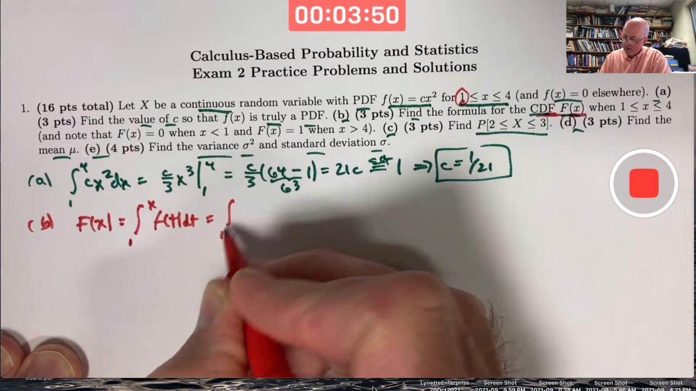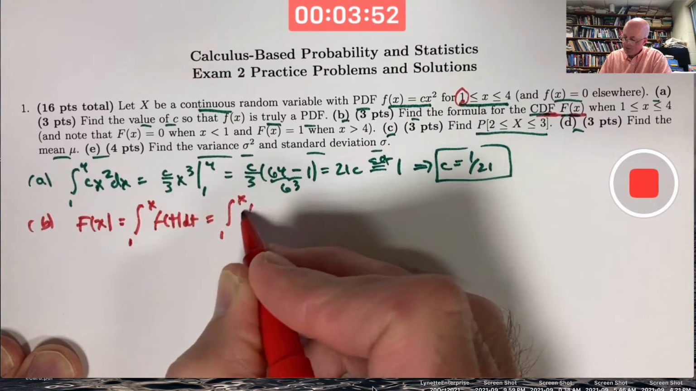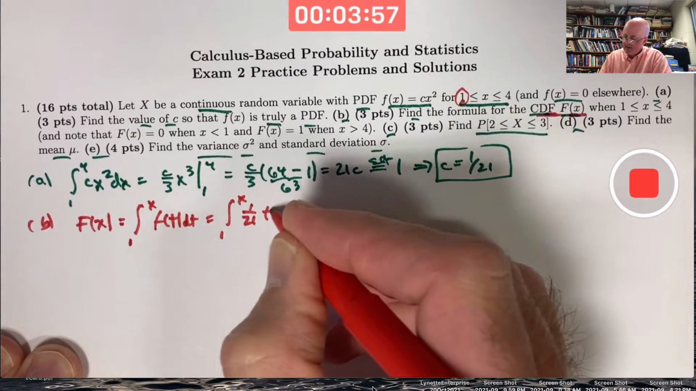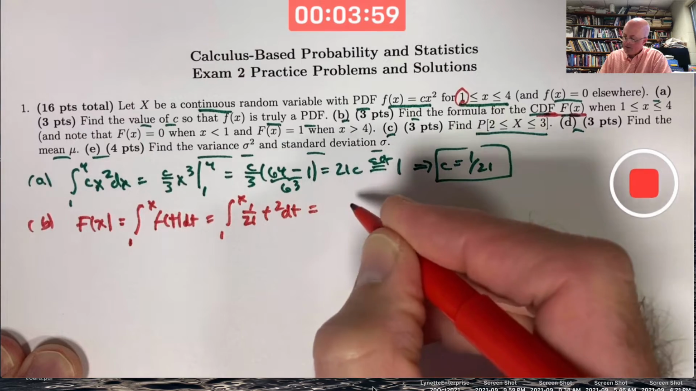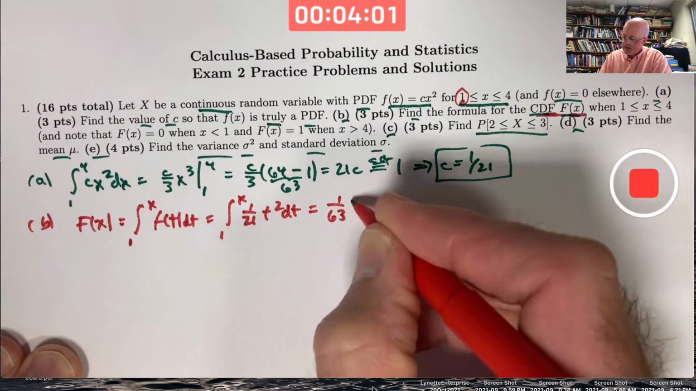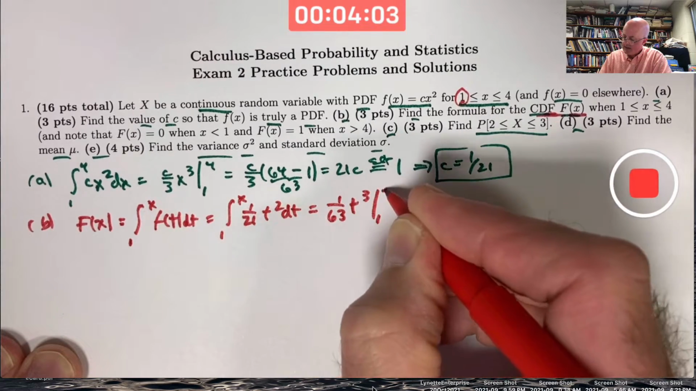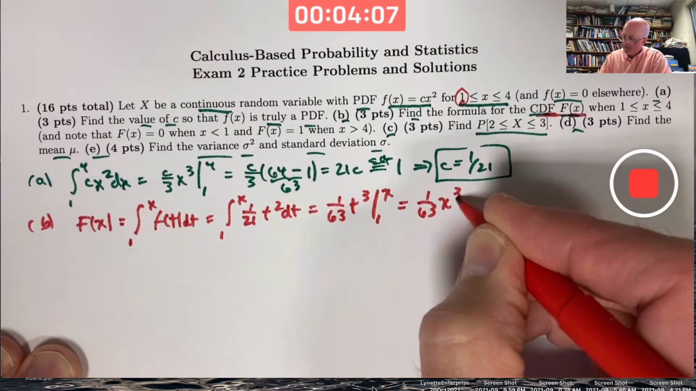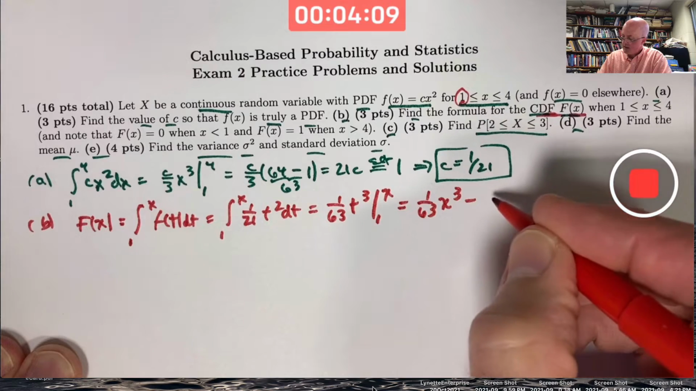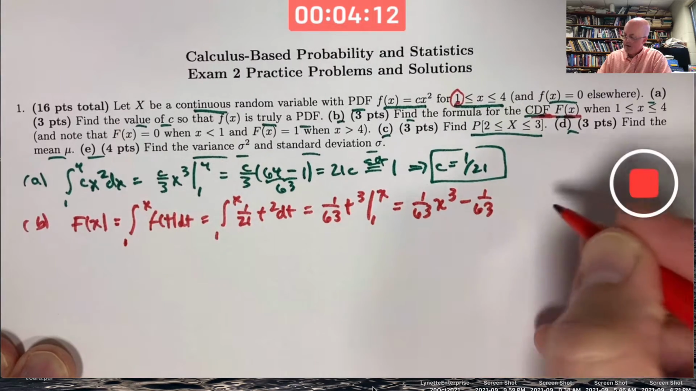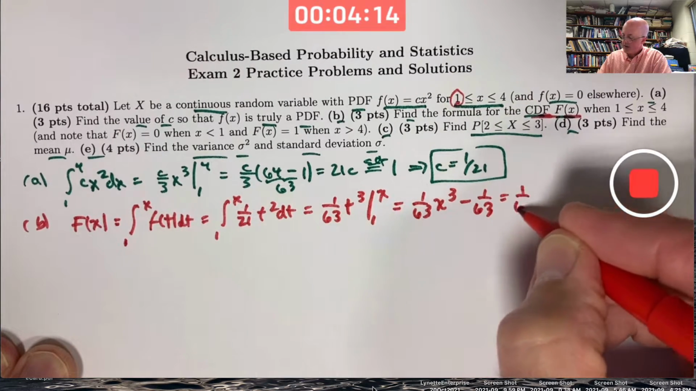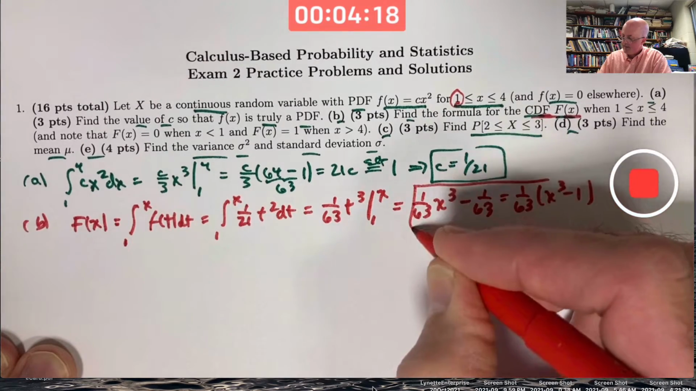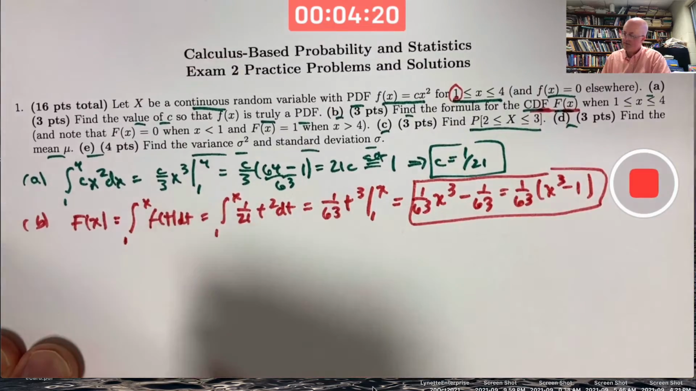So we're integrating from 1 to x. The c was 1 over 21. We get 1 over 21 times, replace x with t squared. Now go ahead and do that integral. You get 1 over 63 t cubed evaluated from 1 to x. And that becomes 1 over 63 times x cubed minus 1 over 63 times 1 cubed, which is 1 over 63. You can leave the answer like this. You can also factor out the 1 over 63 like that. Either way, that's the answer for the CDF capital F of x.